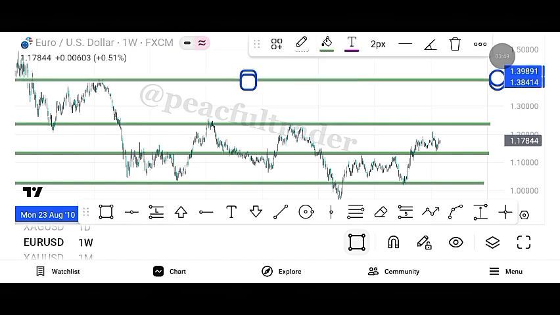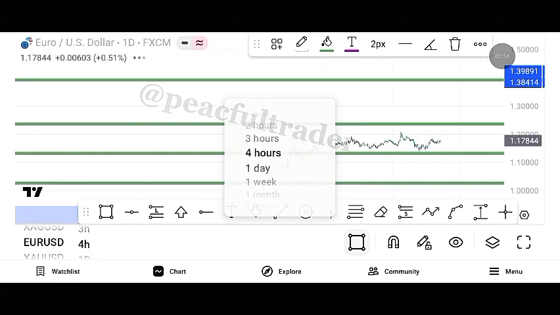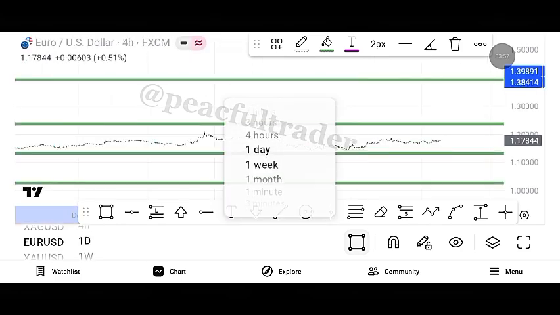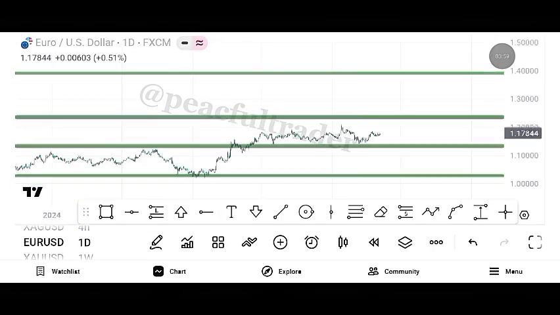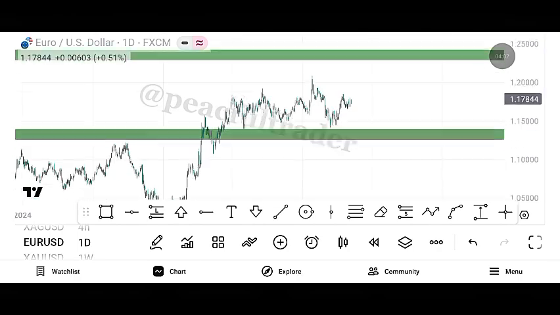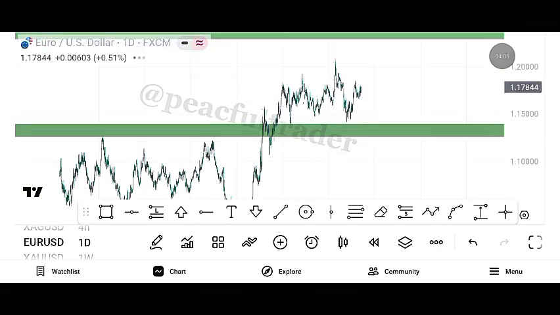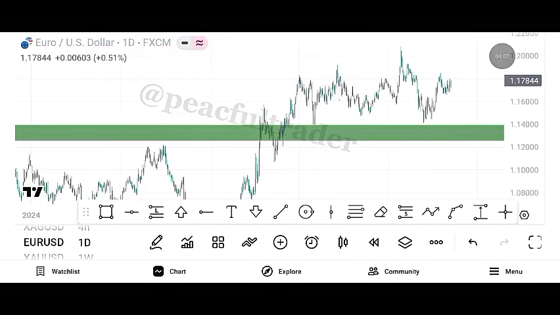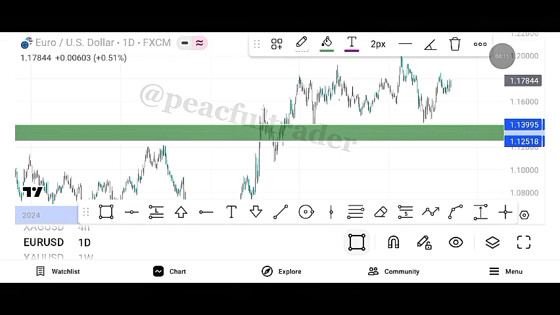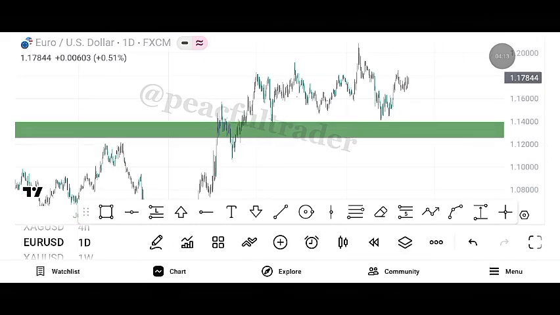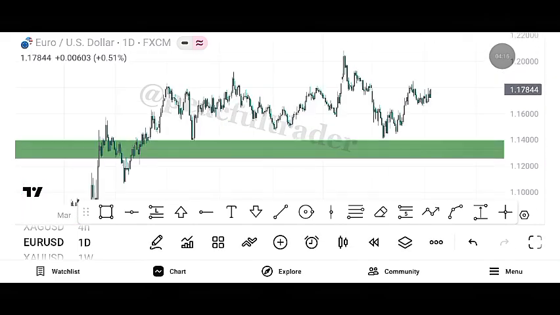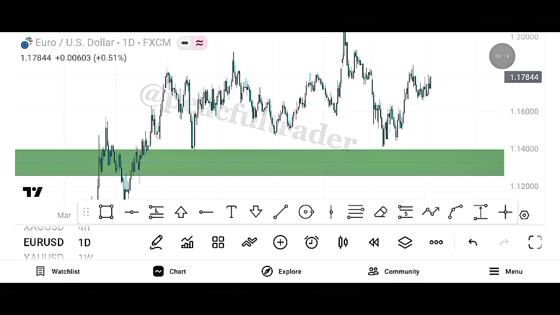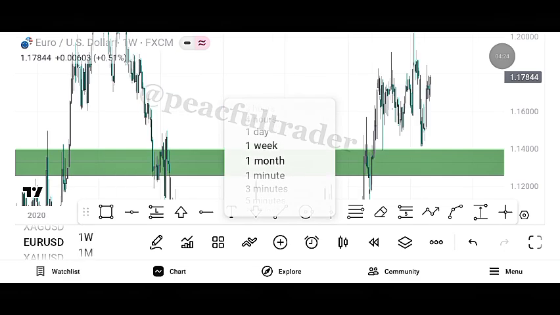Then after marking out your resistance and support levels from the higher time frame, here's where the lower time frame comes in: the daily time frame. What are we looking at in the daily time frame? Very, very simple. You are looking at the same thing we checked out in the higher time frame. Now we already know that the market is what? Buying, because of our weekly time frame.